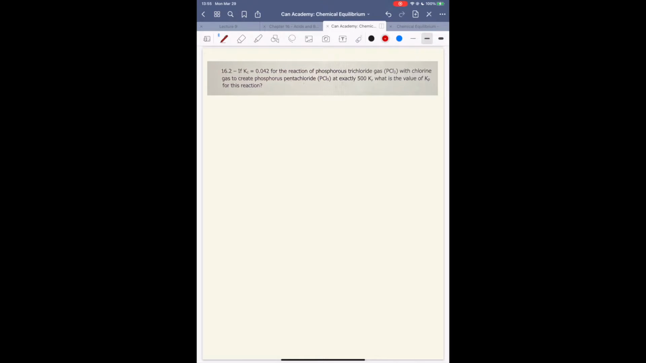I want to start off by writing down what we are given in the problem. We know that Kc, or the equilibrium constant for concentrations of solution, is equal to 0.042 for this reaction. We also know that K is unitless. We are also told that the temperature is exactly 500 Kelvin. Lastly, we are trying to solve for Kp, the equilibrium constant for partial pressures of gases.